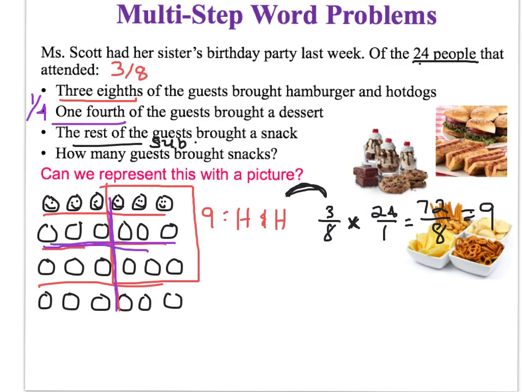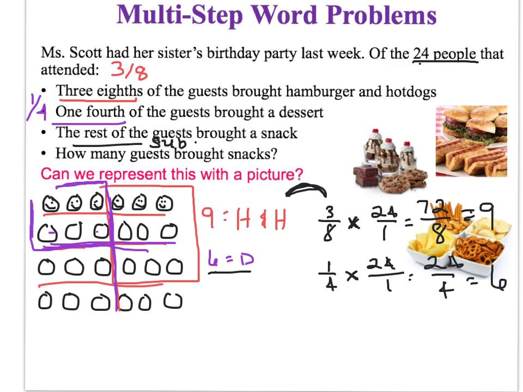And it's 1/4 of the entire group. So I'm going to say this group of 4 is going to bring dessert, which is 1, 2, 3, 4, 5, 6. And again, mathematically, that would be 1/4 of the total amount times 24 equals 24 over 4, which equals 6, which is what we got from our diagram.